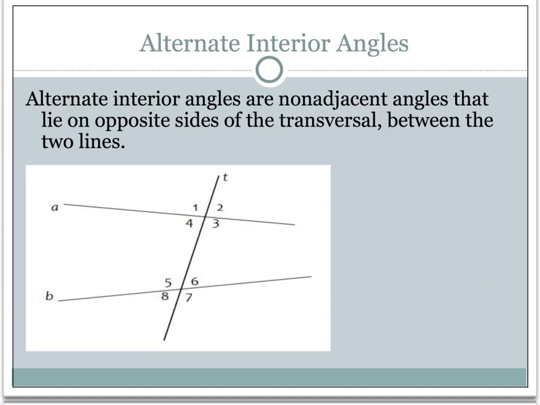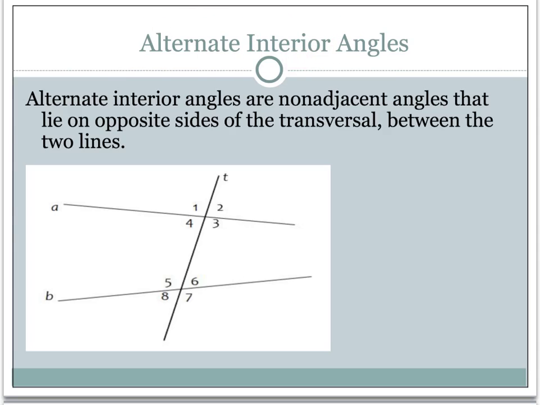The next set of pair of angles that we're going to talk about is called alternate interior angles. Now the word alternate means on one or the other. It's going to be on different sides in this case. And then interior, we know, means between the two lines. So by definition, alternate interior angles are non-adjacent angles that lie on opposite sides of the transversal between the two lines. So again, alternate means opposite.